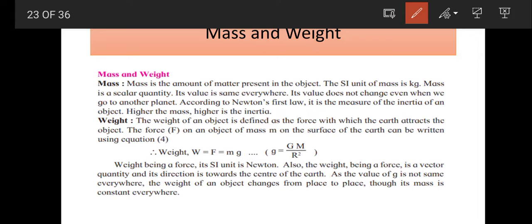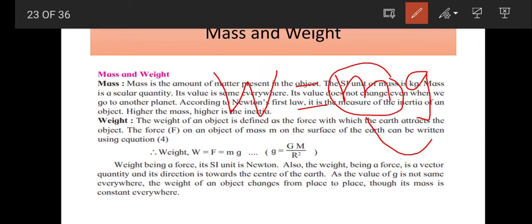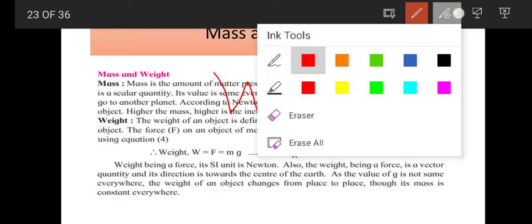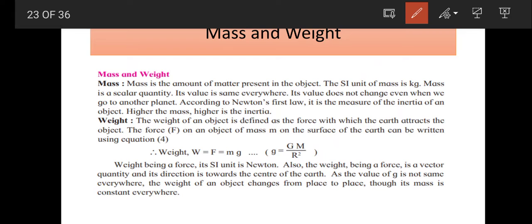Okay, so weight is nothing but W is equal to mg. That means whenever gravity is multiplied to the mass, that time it becomes weight. And mass is nothing but whenever gravity is not multiplied to the mass, that time it's only the mass. That is the difference between weight and mass in the formula manner. Now let's see it in the theoretical manner.